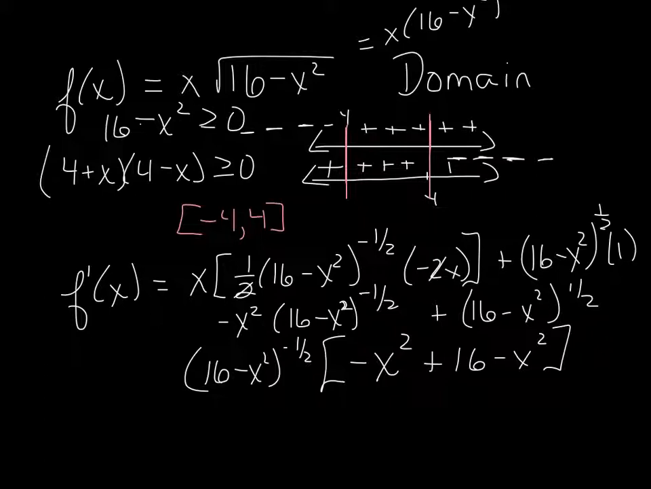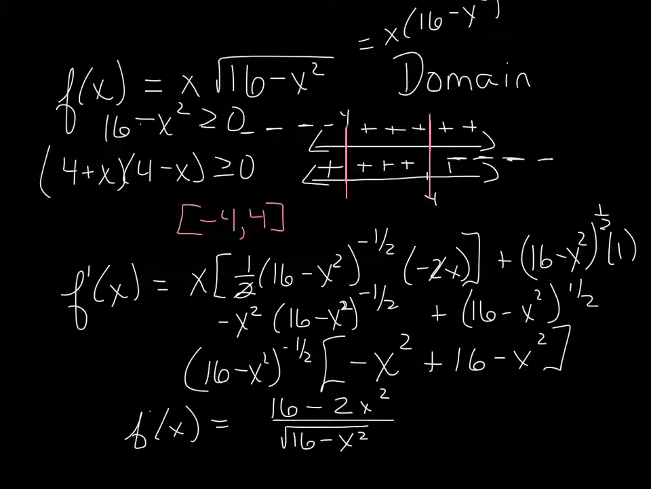And so the derivative equals 16 minus 2x squared over the square root of 16 minus x squared. That's f prime of x. How'd you get 2x squared? She just added those. Oh, those are being added, not multiplied.